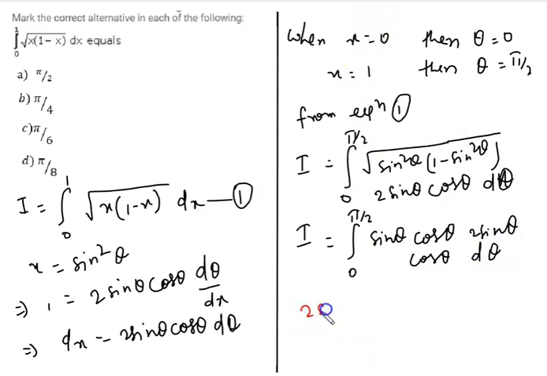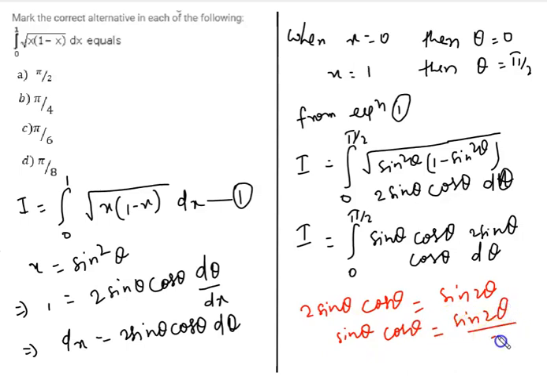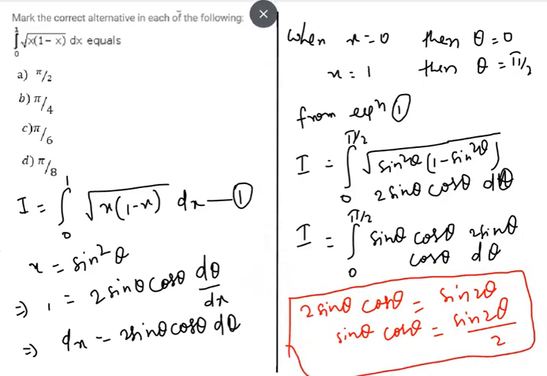Now we are going to apply one formula. We know that 2 sine theta cos theta is equal to sine 2 theta, and so sine theta into cos theta equals sine 2 theta by 2. Are you getting my points? So now I am going to put all these formulas in this equation.